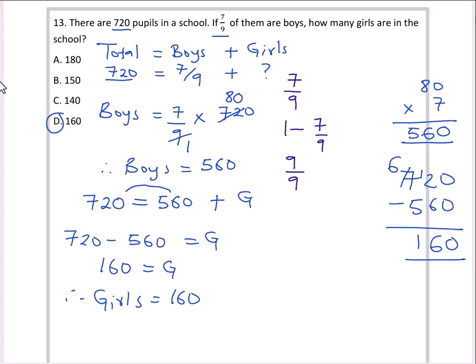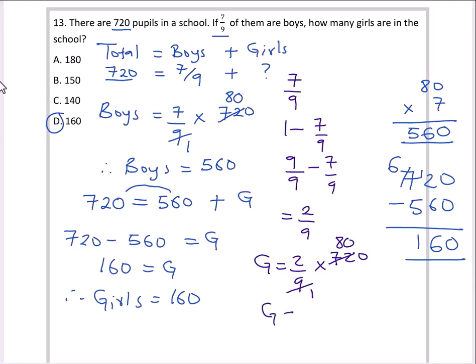9/9 is the same thing as 1 minus 7/9, and this gives you 2/9. So this 2/9 is for girls. So girls, that is G, is equal to 2/9 times 720, that's the total. 9 into 9 is 1, and 9 into 72 is 8, so you just carry 0 up. So you're left with 2 times 80.